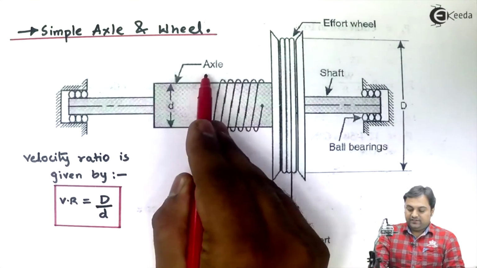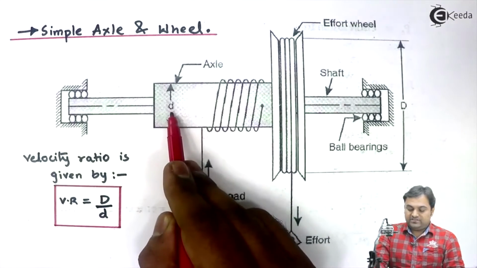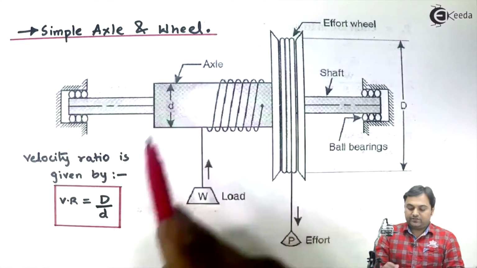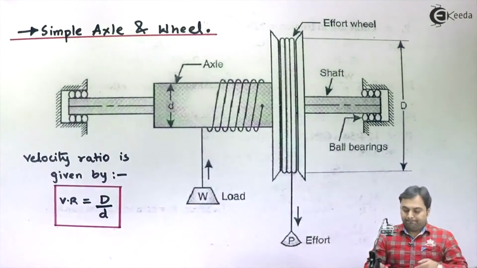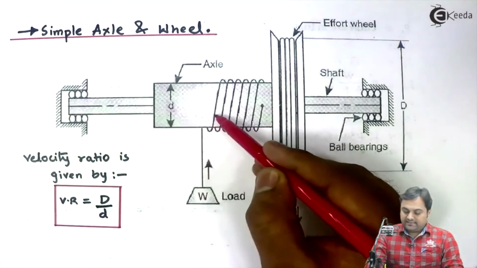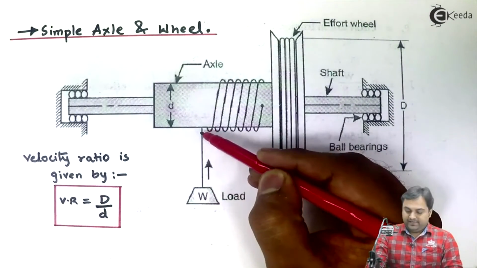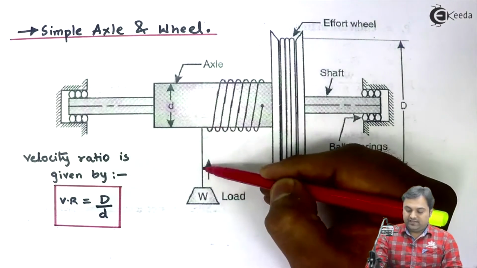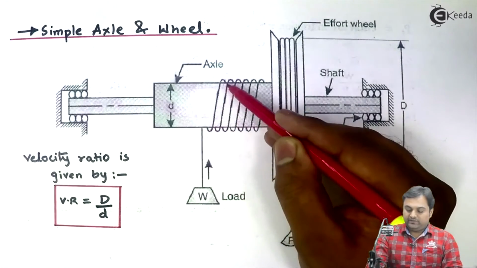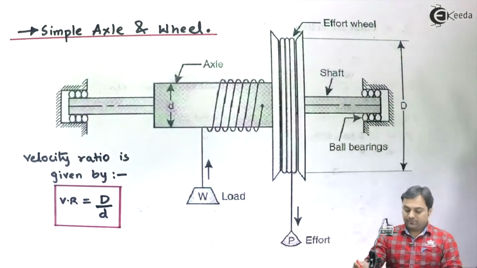As we can see in the diagram, this member which has diameter small d is called the axle. The axle will be rotating. On the axle we have a load which is mounted. It means this load will be wrapped up. Here we have a rope, or we can say string, which is being wrapped up on this axle.